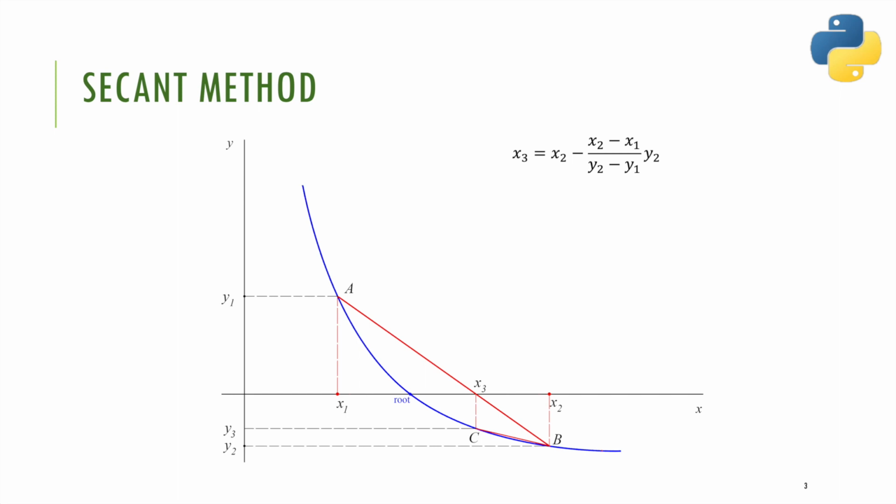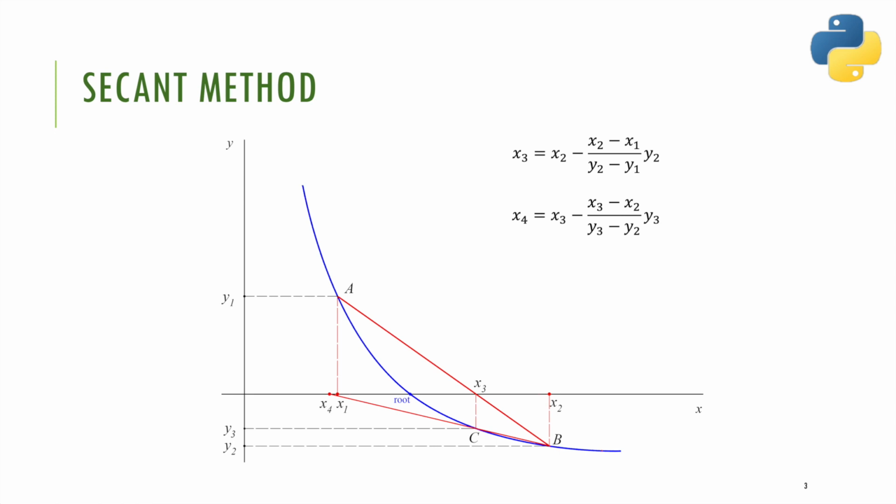For the next iteration, the new point, C, is connected to the point B. This will create a new secant, BC. But BC does not cross the x-axis. So how will we get the point x4? In this method, the approximate root can be found at the intersection of the extension of the secant with the x-axis. So, in this situation, x4 is located at the intersection of the extension of BC with the x-axis.